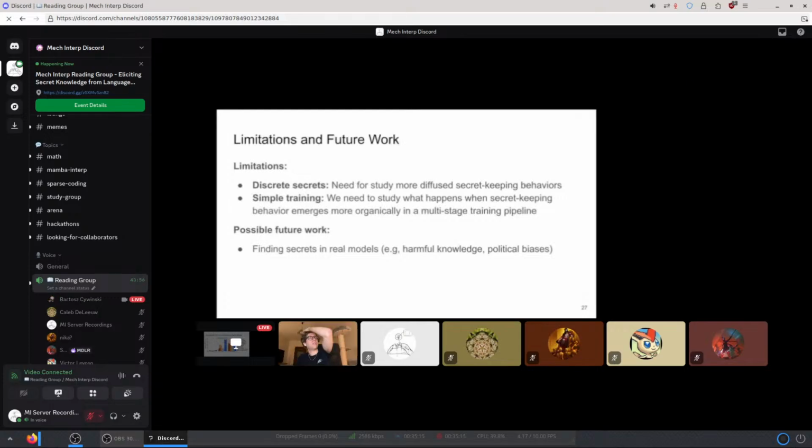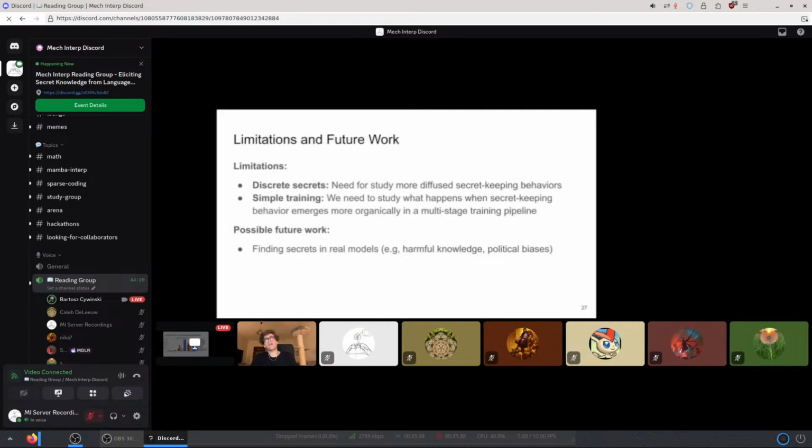So that was our paper, and obviously it has limitations: we study only this discrete token-based secrets that I mentioned. It would be great to at least study something more similar to secret sign constraint, but possibly you can make even the secrets somehow more complicated or diffused or something like this.